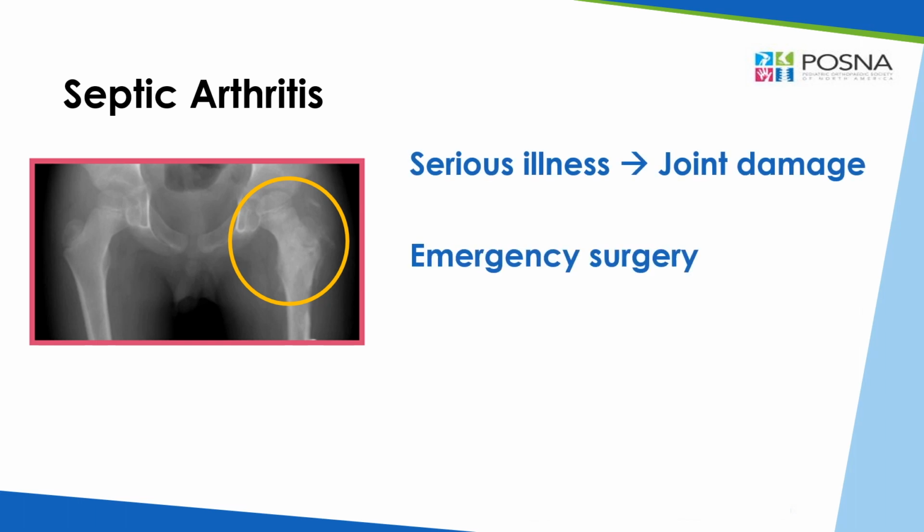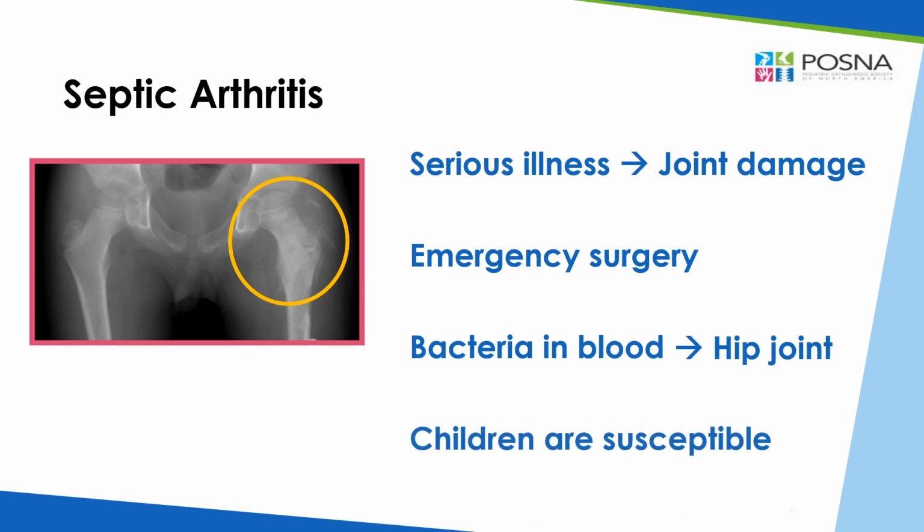Septic arthritis is more serious and needs urgent surgery to prevent long-term damage. It's actually very common for all of us to have small amounts of bacteria in our blood, and usually the body's immune system can handle this without problem. However, with some bad luck, that bacteria can settle into a bone or joint and start to grow, causing an infection. Unfortunately, children are particularly susceptible to this type of infection.